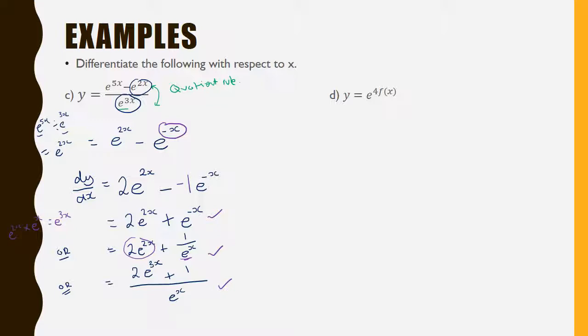Moving on to our next example. To differentiate, our rule is that we differentiate our power. The derivative of 4 multiplied by a function is 4 multiplied by the derivative of that function. We can't work out what the derivative of this function f of x is because we don't know what f of x is. And then we keep our original exponential function as is. And that's the answer. We can't actually do any more than that.